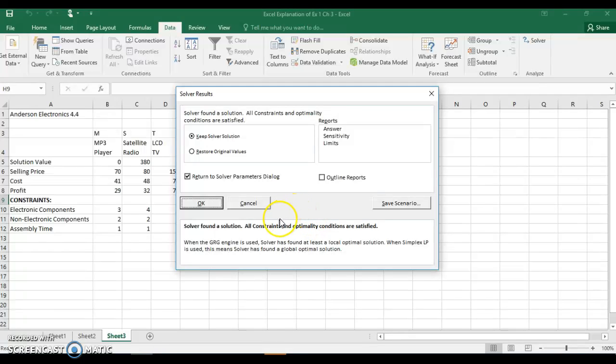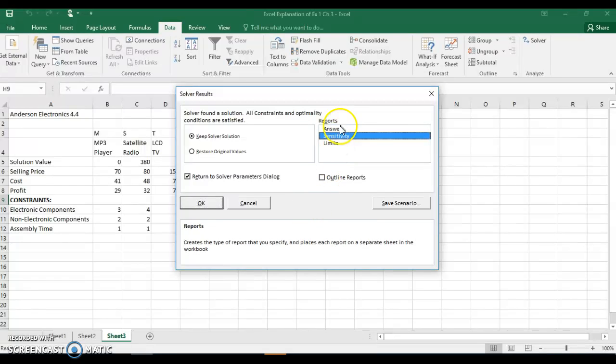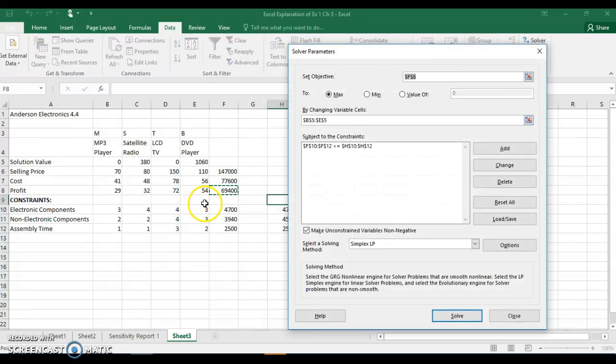Now, it has solutions for us, and we'll be taking a look at those in just a minute. However, what we're worried about is we want to be able to have the sensitivity report. So you have to click in the sensitivity report and then click OK, so that we are given our sensitivity report right here.